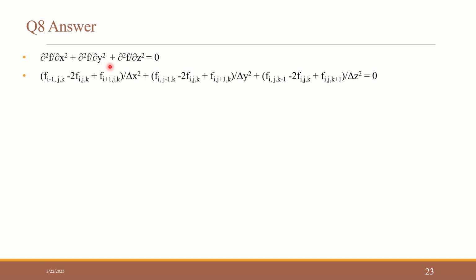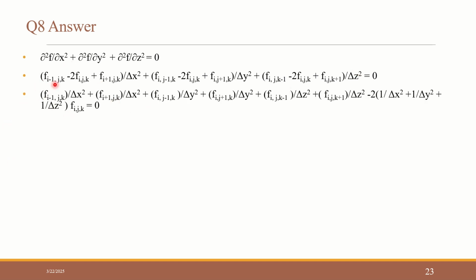After discretization we get f at i minus 1 comma j comma k minus 2 times f at i comma j comma k plus f at i plus 1 comma j comma k, divided by delta x square, plus f at i comma j minus 1 comma k minus 2 times f at i comma j comma k plus f at i comma j plus 1 comma k, divided by delta y square, plus f at i comma j comma k minus 1 minus 2 times f at i comma j comma k plus f at i comma j comma k plus 1, divided by delta z square.